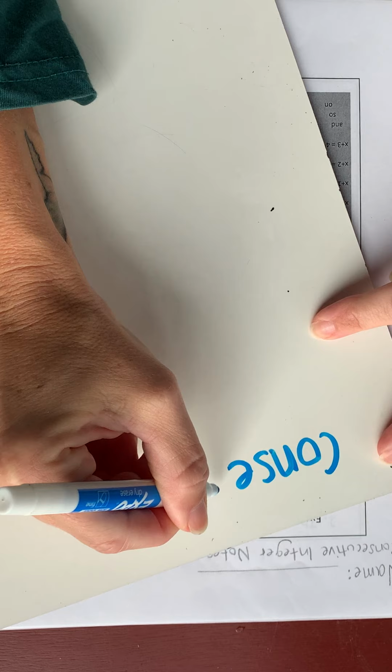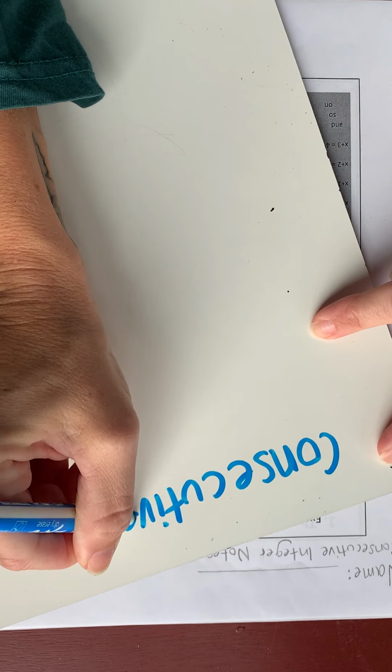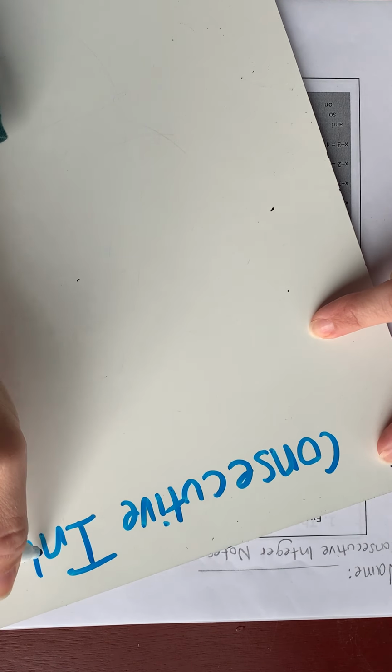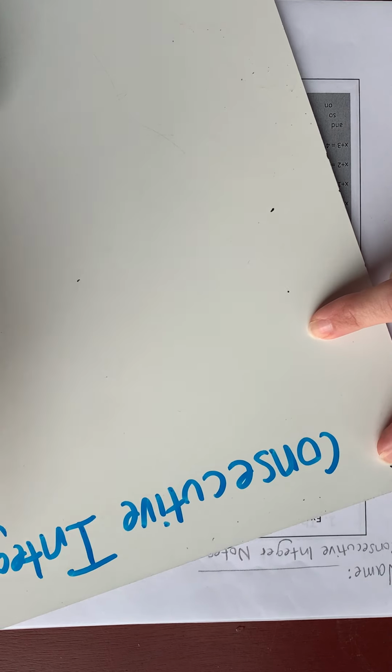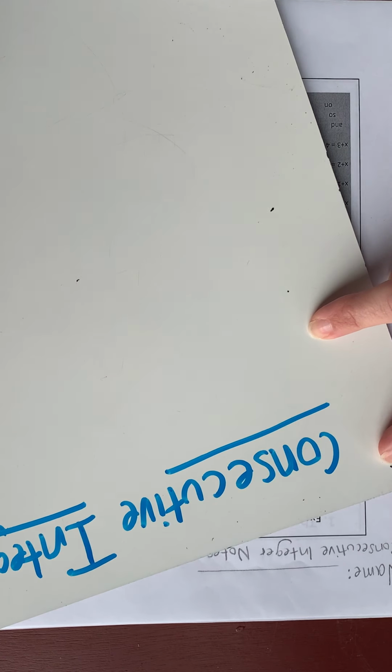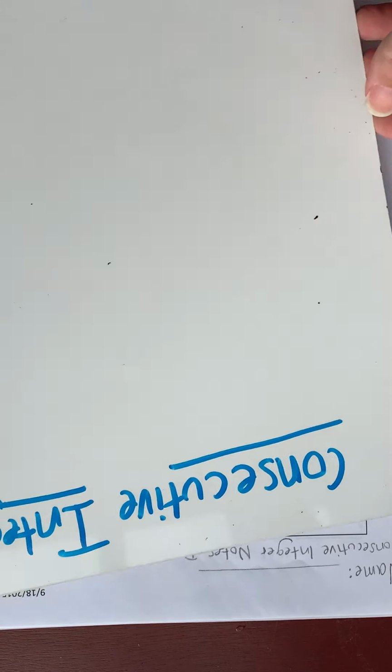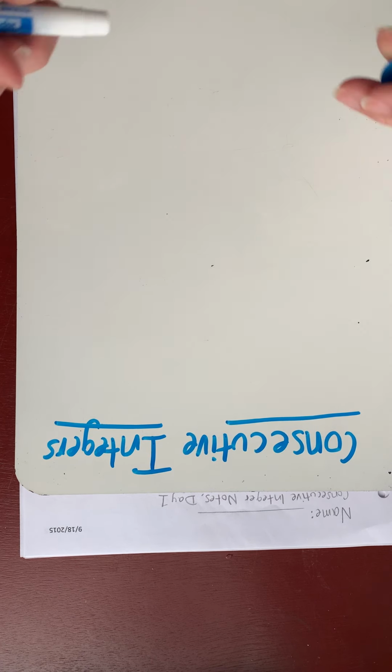Well, what the heck is consecutive? Consecutive means when things come in a row. Consecutive is like Monday and Tuesday are consecutive days of the week. The 4th and the 5th are consecutive numbers. Consecutive means they come one after the other, numerically.